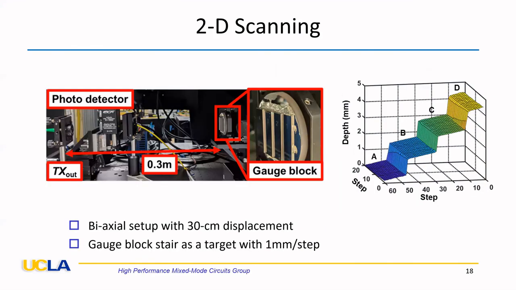We also perform 2D scanning with a biaxial optic setup. The target is a gauge block stairs with 1 millimeter increments at 30 centimeters away. The image on the right-hand side shows the scanning results.